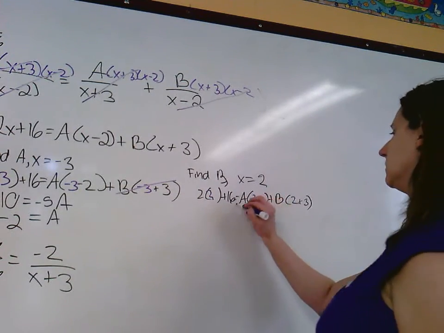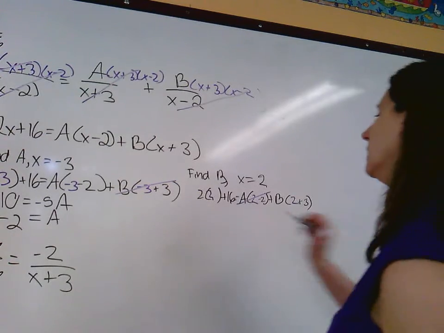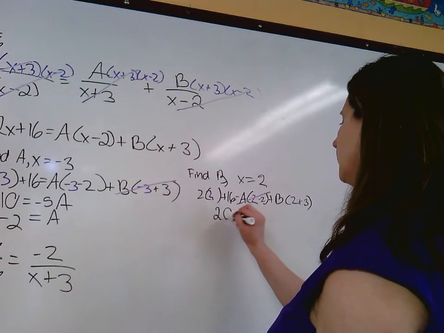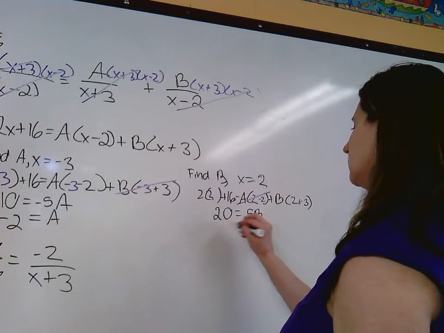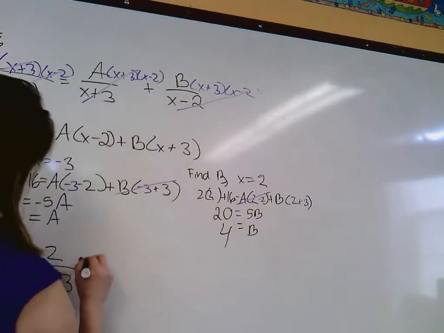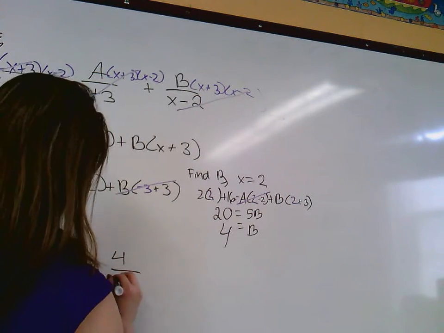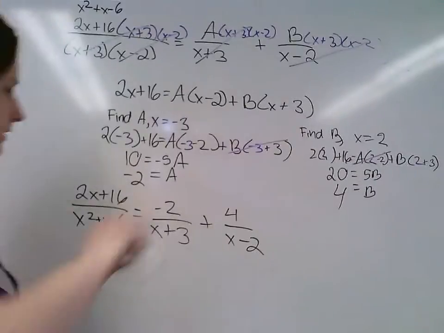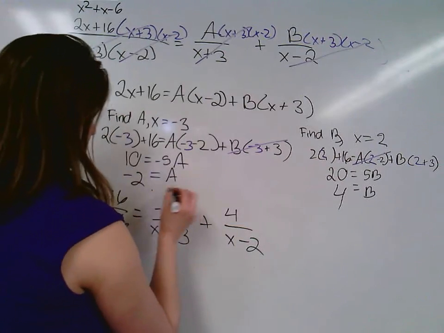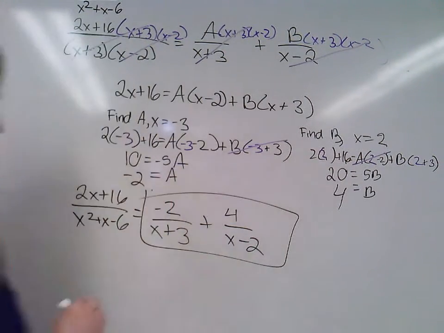That's gone. So then you're going to have 4 plus 16 is 20. Divide by 5, b equals 4. So you're going to have plus b, 4 over x minus 2. And this is your answer right here. A equals -2, b equals 4. And there you go for that.